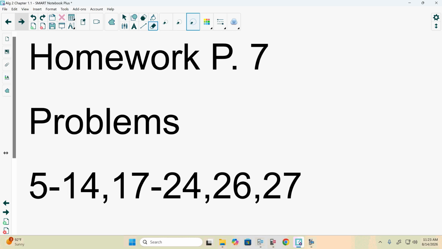5 through 14, so 5 through 14 all. 5 and 6. You can write those nicely, just parentheses, list the numbers out, list the pattern. 7 through 16, graph it. Write it as an interval. So you're using your parentheses, brackets, and our numbers. 17 through 20, you are graphing it on a number line. 21 through 24, 26, and 27, you're writing it in set builder.